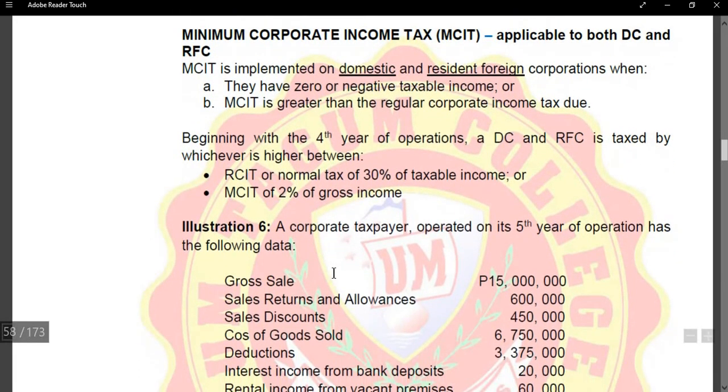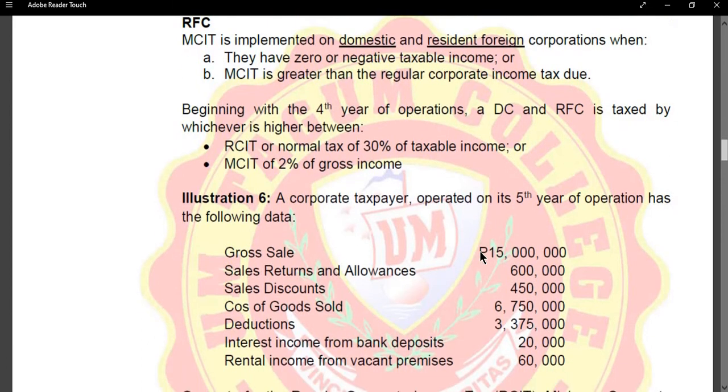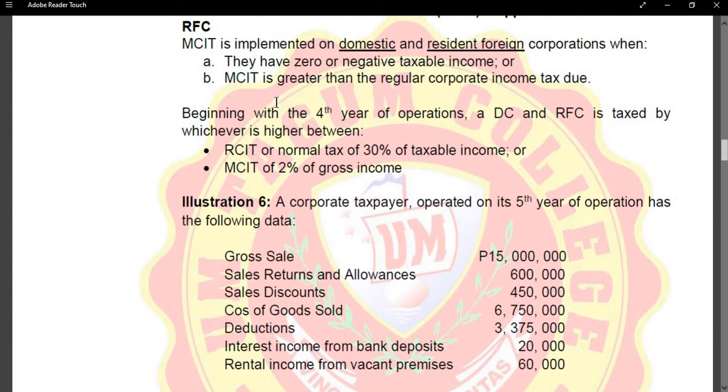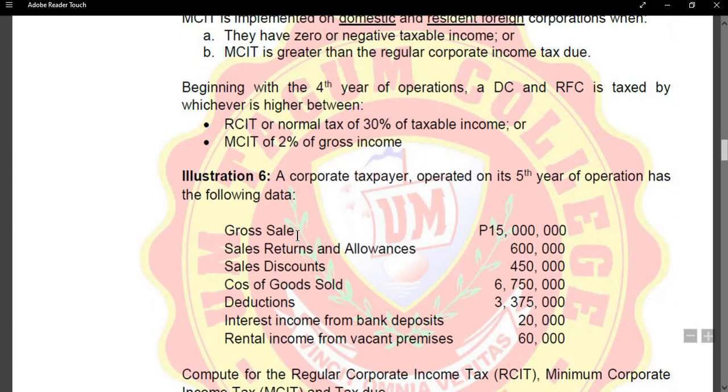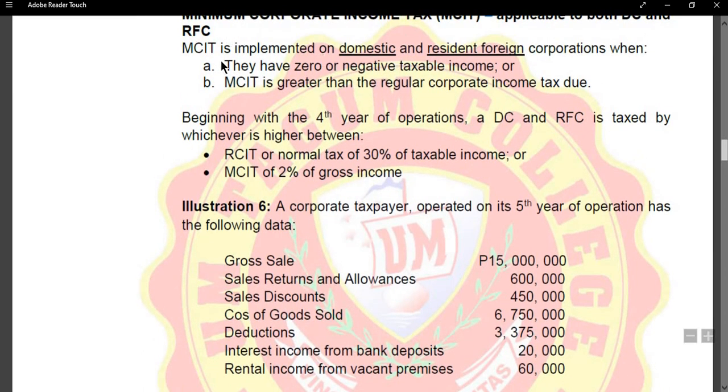So illustration number 6. A corporate taxpayer operated on its 5th year of operation has the following data. So remember that MCIT starts at the beginning of the 4th year immediately following the year of its operation or registration. Okay? So in this case, in illustration number 6, the corporation operated on its 5th year of operation. So, nag-start na si minimum corporate income tax in this case.